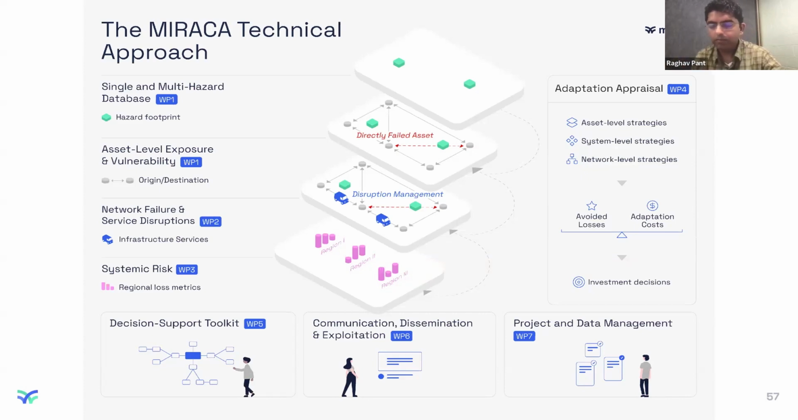And this will then help us build a detailed understanding, which can then feed into an adaptation appraisal process. And we are building these decision support toolkits and communicating and disseminating our findings with stakeholders that we have in different use cases. This is what would help us create an interactive project for use by a wider audience. Next slide, please.